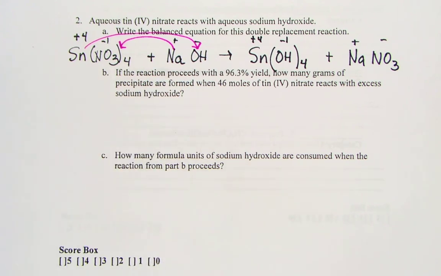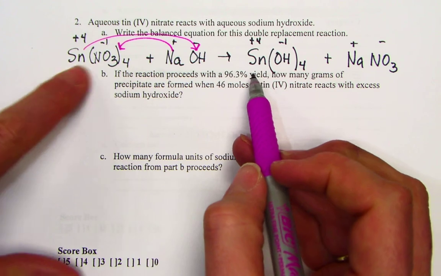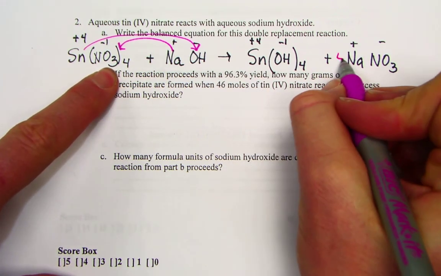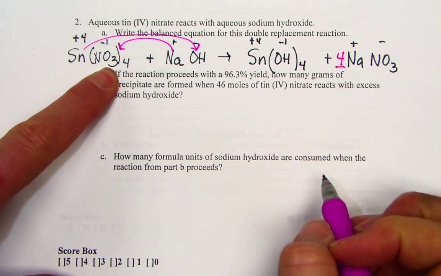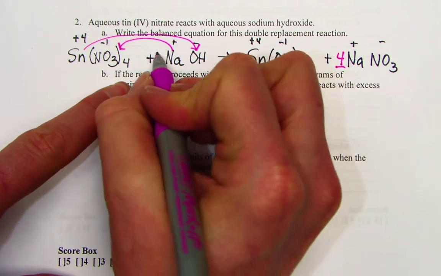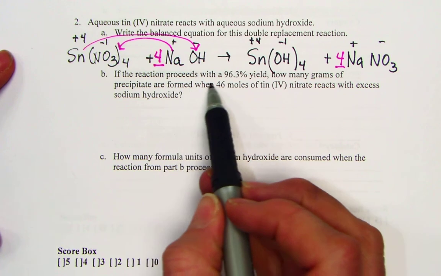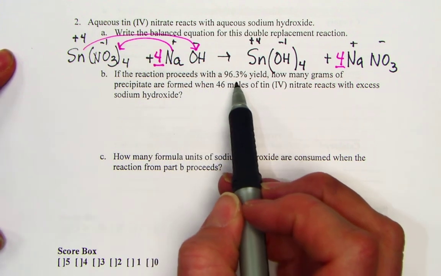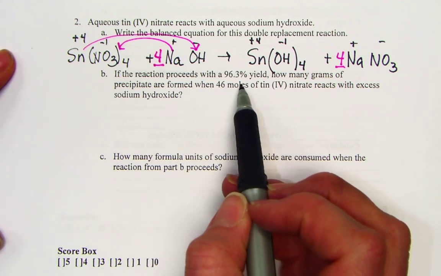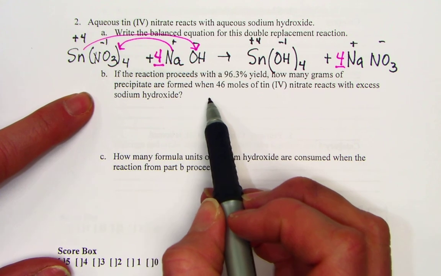Balancing first, the tins are good. How about the nitrates? We'll balance by placing a 4 in front of the sodium nitrate and then backing up to repair the sodium hydroxide with a coefficient of 4. So a 1-4-1-4 stoichiometric ratio. If this reaction proceeds with a 96.3% yield, how many grams of the precipitate are formed?